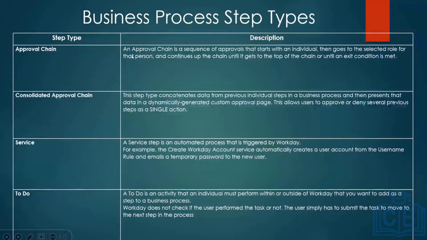Always remember, an approval chain is a sequence of approvals that starts with an individual. The individual from which you want to start the approval will be mentioned in the security group of the step. Then it goes to the selected roles for that person and continues up the chain until it gets to the top of the chain or until an exit condition is met. We will be configuring this approval chain. I will show you how to configure it. But as of now, just remember, approval chain means the sequence of approval needed for a particular step.